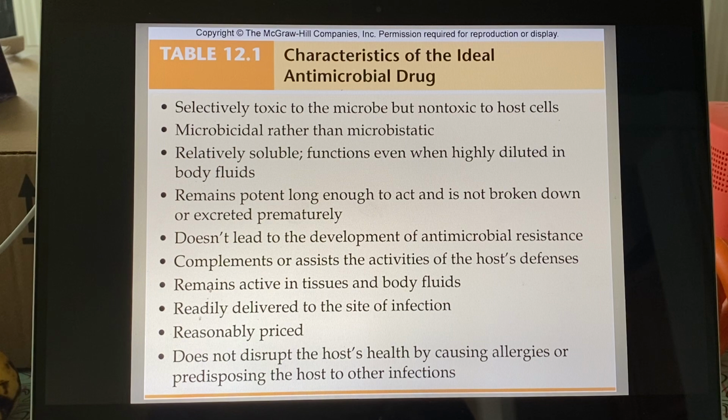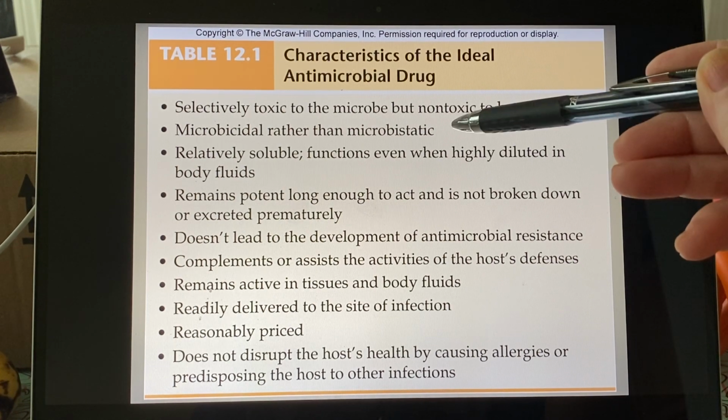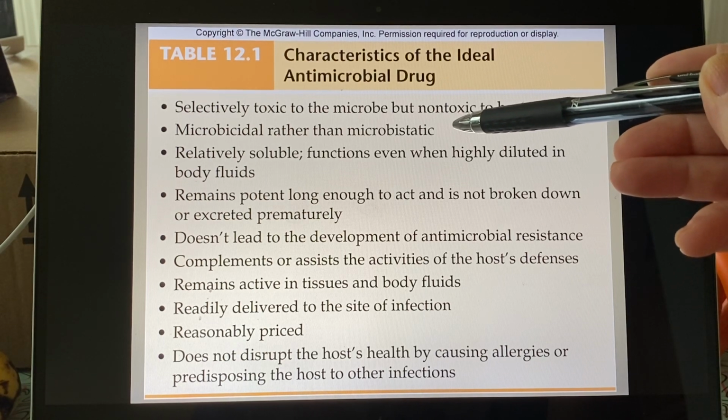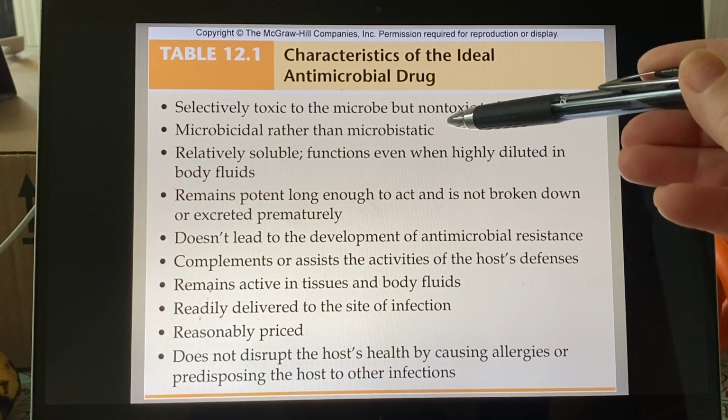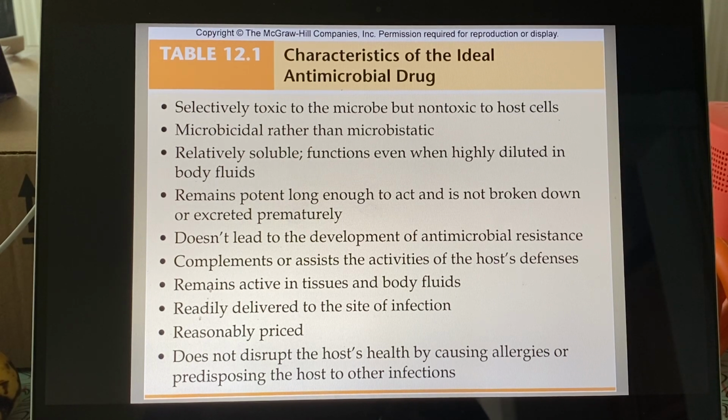Okay, so the biggest thing is this. We want that drug to go in and destroy the microbe, but leave our cells alone. We would love it if it was microbicidal, or in the case of viruses, just was able to obliterate and inactivate all of those viruses. Because of the toxicity of drugs, normally these drugs function in microbistatic concentrations. Okay, we want it to be soluble. So if you swallow a pill and it's not absorbed into the bloodstream and you just poop it out the other end, it doesn't do you any good.